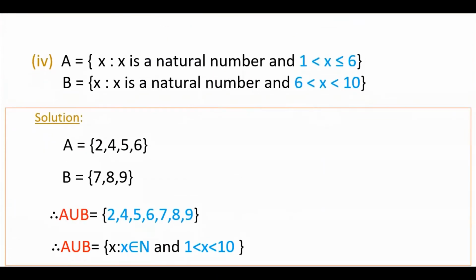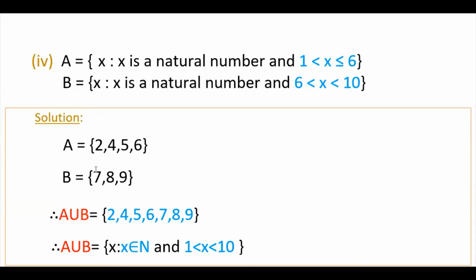And fourth one, here A is equal to, x is a natural number and 1 less than x is less than or equal to 6. So here x is greater than 1 and less than or equal to 6. So if you write in a roster form, A is equal to greater than 1, that is 2, 3, 4, 5, 6, less than or equal to 6.